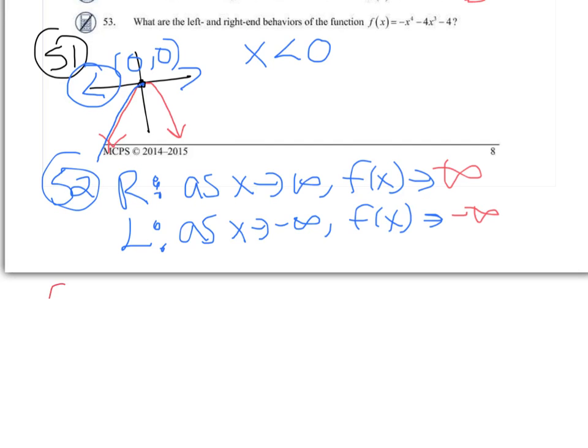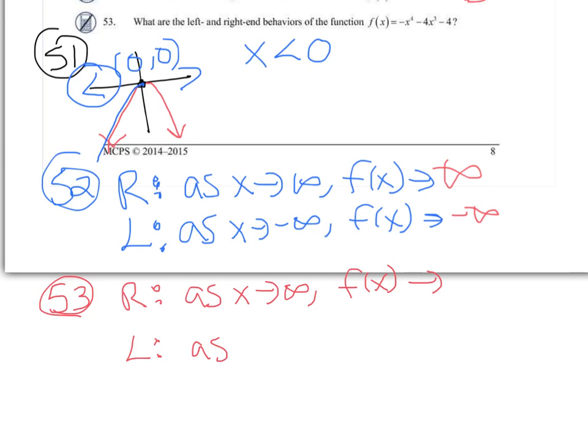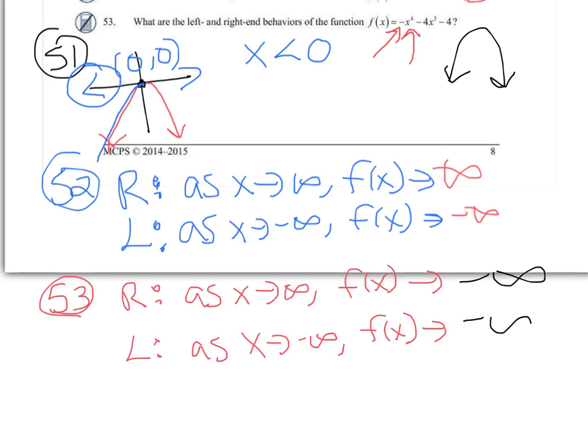Okay, similarly for 53, right and left end behavior. It's the same setup every time, but now we've got an even degree of 4 and a negative leading coefficient, so that's similar to a negative x squared graph where both end behaviors are negative infinity.